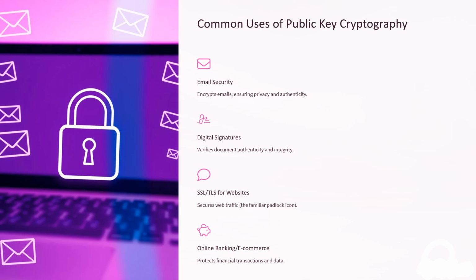Common uses of public key cryptography. Here are some applications of public key cryptography. First one, email security. If we want to keep our email private, then we have to use public key cryptography. Second use is digital signature. In digital signature, public key cryptography is used to check if the document is real or not. Third application is SSL or TLS for websites. When you see a padlock on a website, that means your data is safe. Last application is online banking or e-commerce. In online banking, public key cryptography protects our money and transactions.